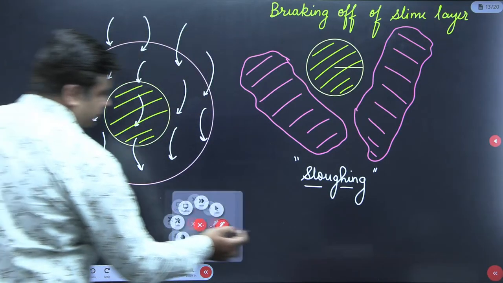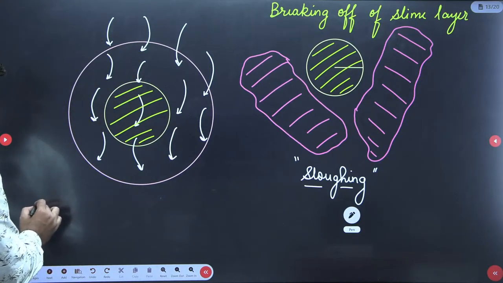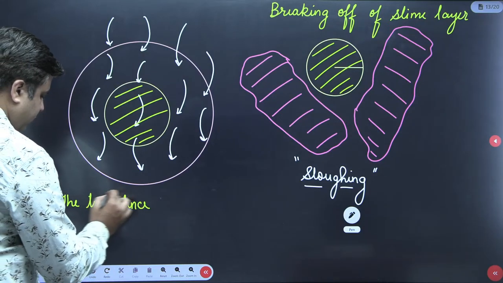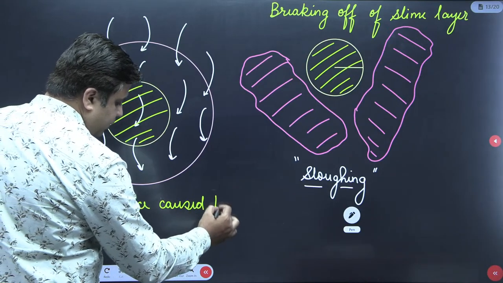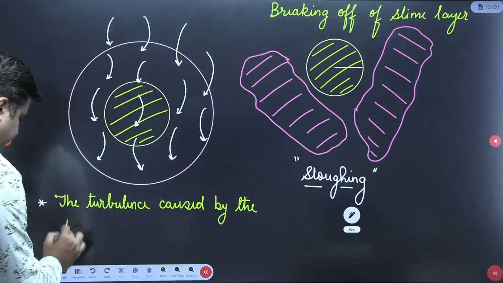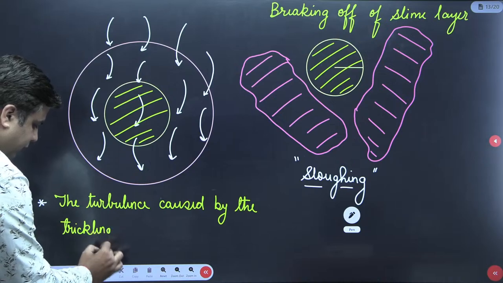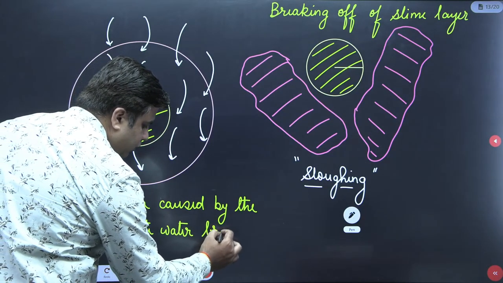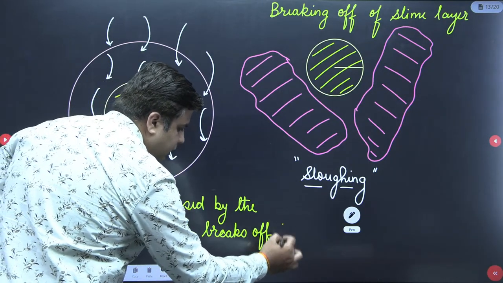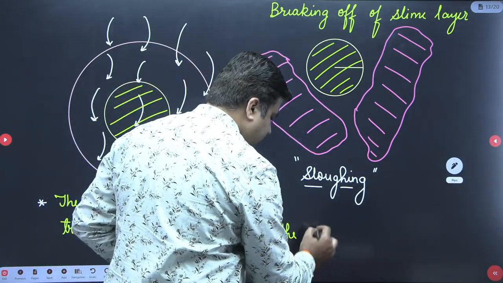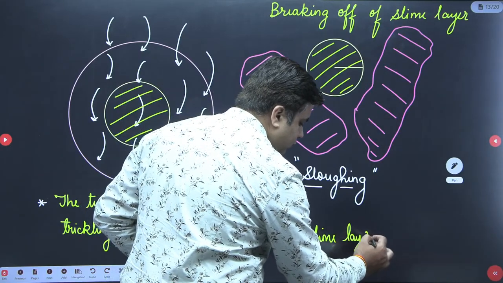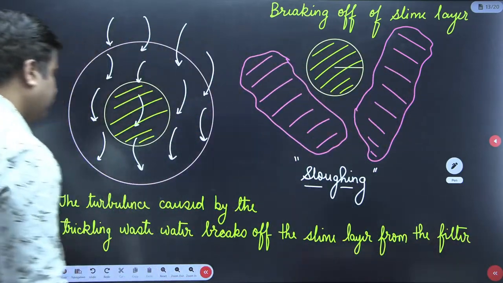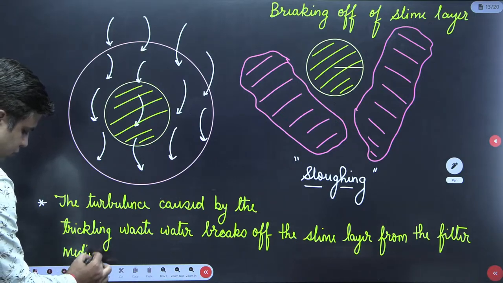So sloughing is caused by the turbulence caused by the trickling wastewater, which breaks off the slime layer from the filter medium surface, or simply from the filter medium. This is termed as sloughing.